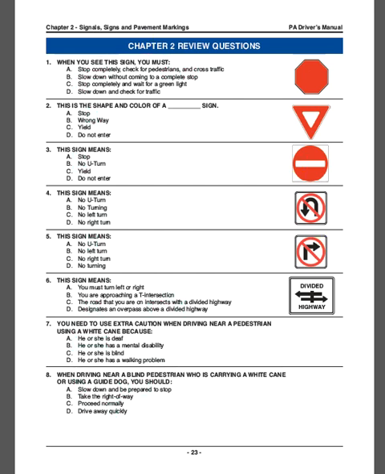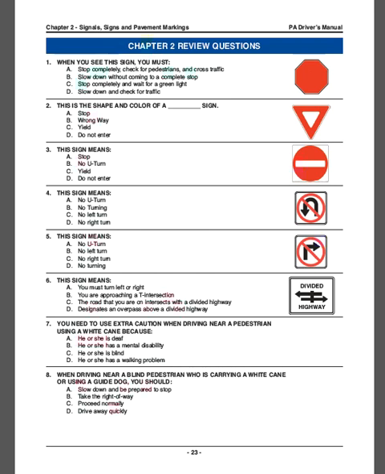5. This sign means A. No U-turn. B. No left turn. C. No right turn. D. No turning. The answer is letter C. No right turn.